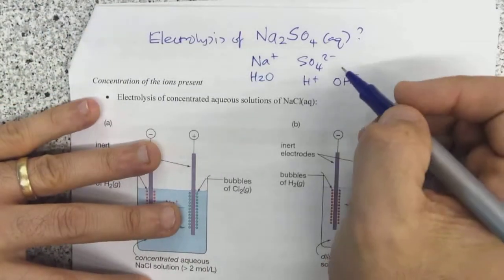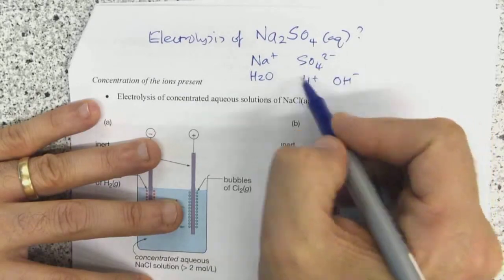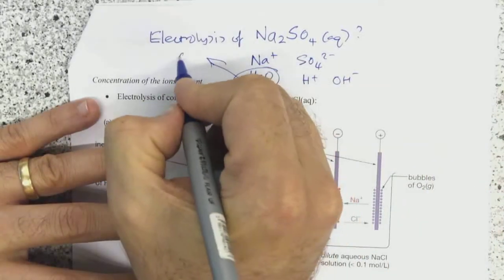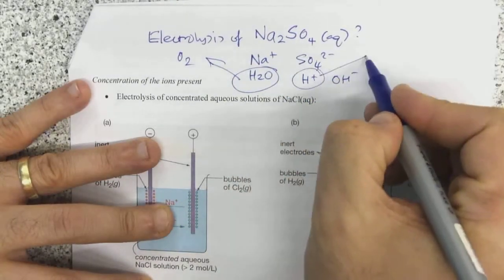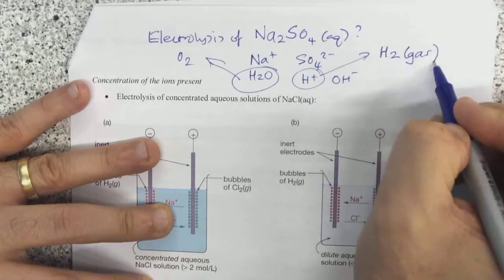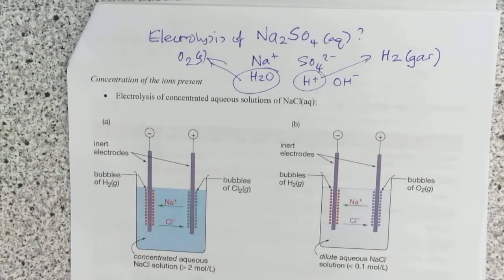So the actual answer is, okay, at the anode, instead of sulfate, water, as we saw on the last one, goes to oxygen. Okay, and instead of sodium, hydrogen forms hydrogen gas. So we form oxygen gas and hydrogen gas. So you guys need to really be on top of this stuff and be able to interpret that table.